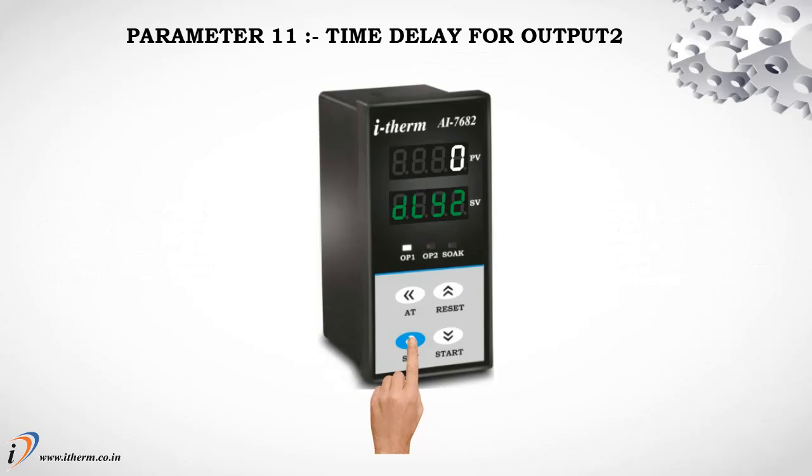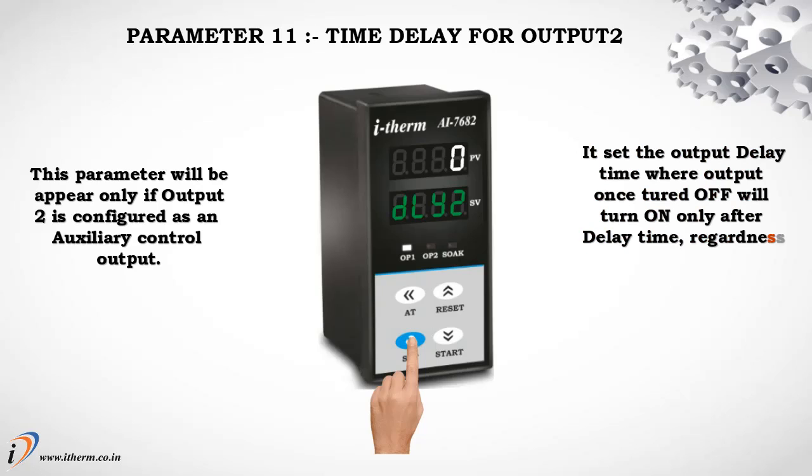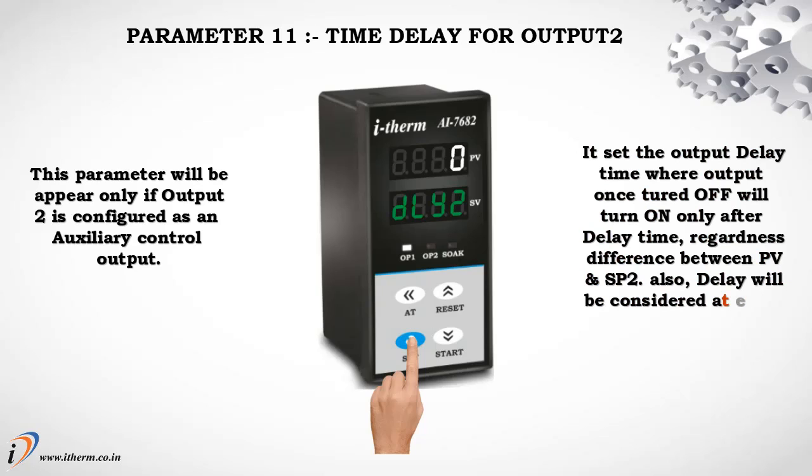Parameter 11, Time Delay for output 2. This parameter will appear only if output 2 is configured as an auxiliary control output. It sets the output delay time where output once turned off will turn on only after delay time, regardless of difference between process value and set point 2. Also, delay will be considered at every power on.